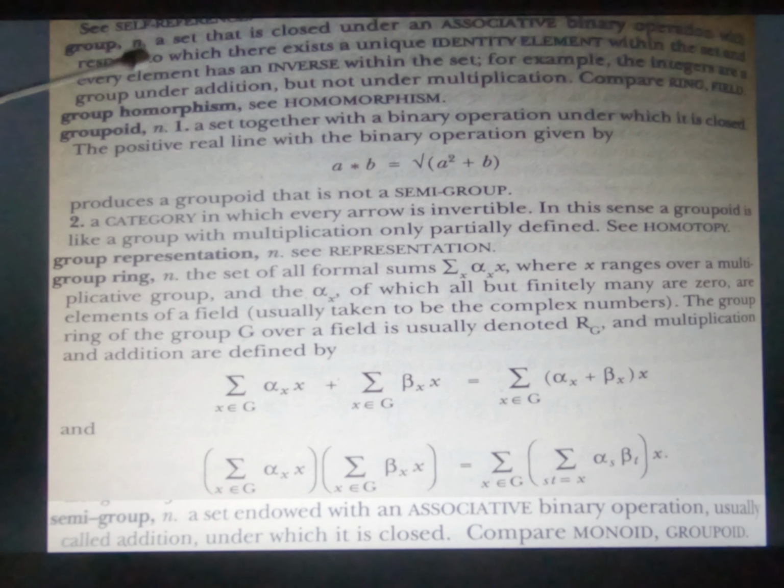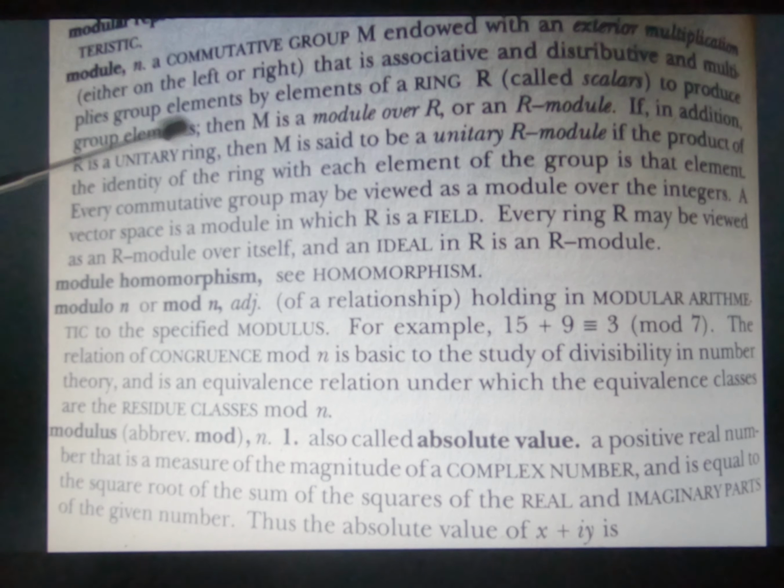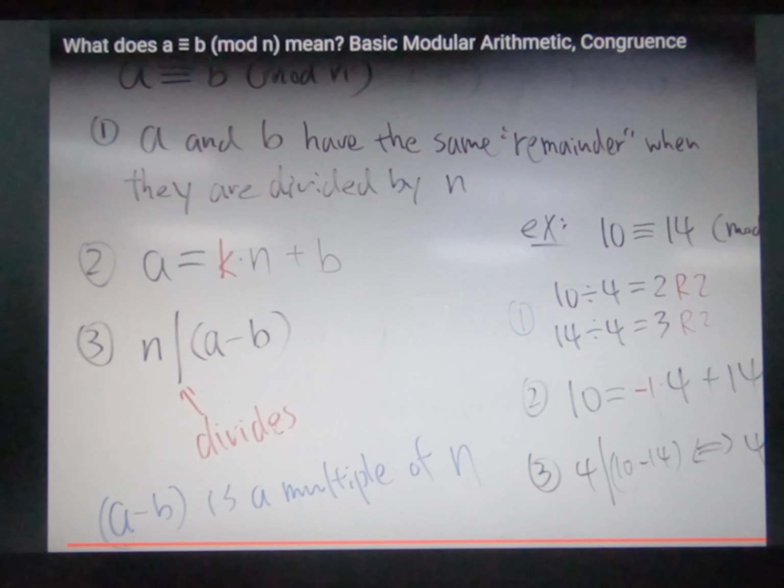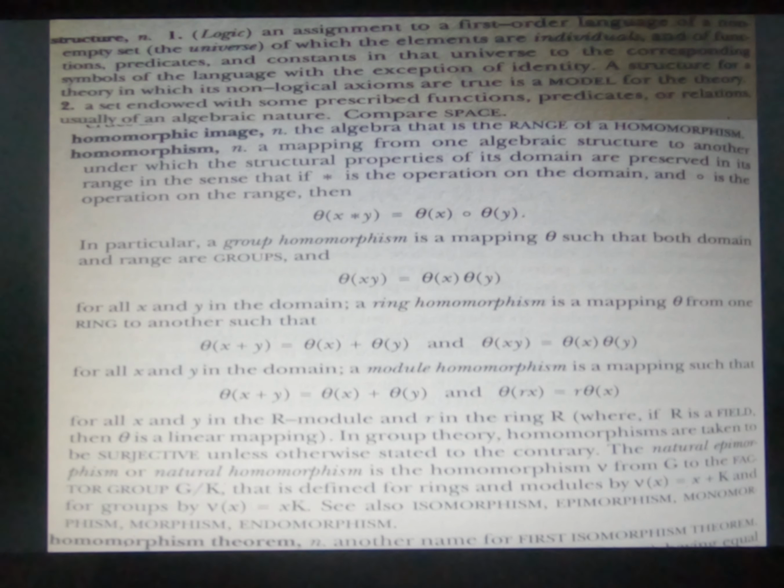And these are some useful symbols in abstract algebra. Modular, probably later on we will mention the modular. These are what it means. A, B, mod N. This is what it means. Homomorphism definition.